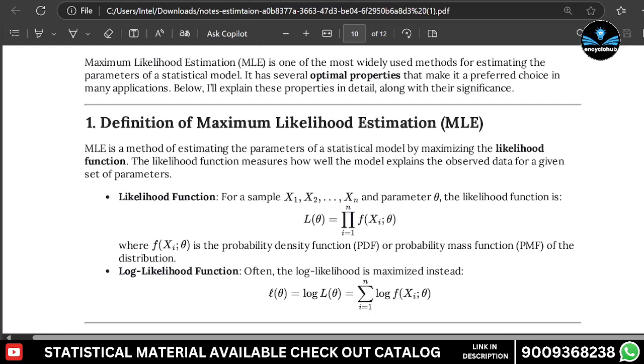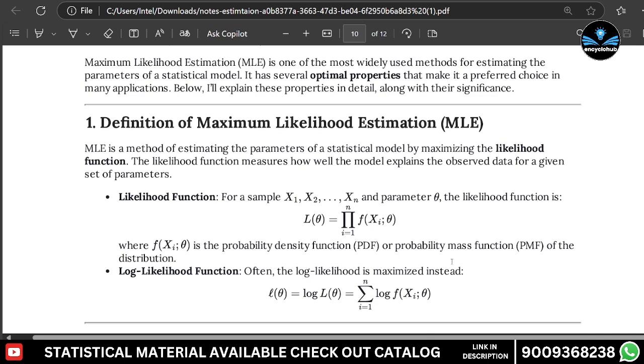Hi, welcome to Hub. In this video, we are discussing the definition of maximum likelihood estimation and the optimal properties of the MLEs. So first, we will discuss the MLE. What is the MLE? This is a widely used method for estimating the parameters of a statistical model, with several optimal properties that make it a preferred choice in many applications. Now we will discuss the properties below.